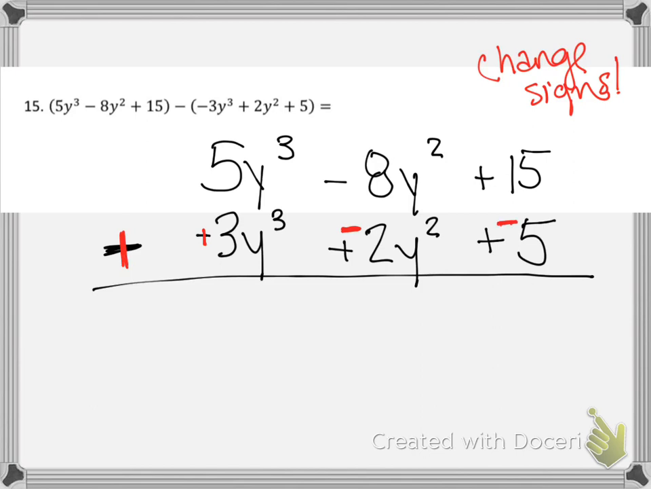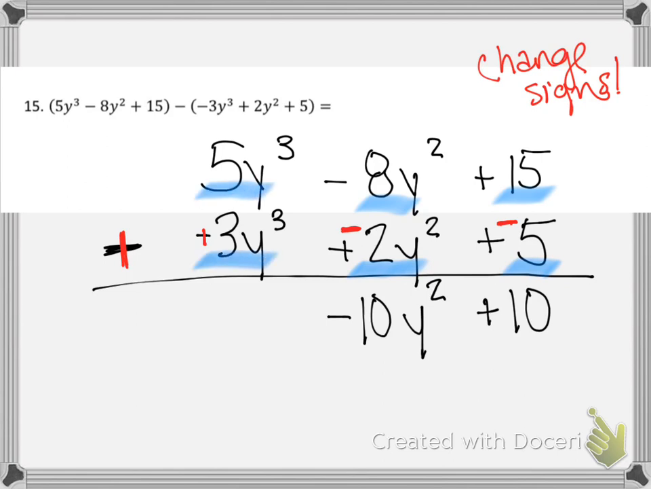So then if I were to look at this first column, 15 plus negative 5, or in other words, 15 minus 5, gives me a positive 10. And my next row, negative 8y squared plus negative 2y squared. If they're the same sign, they're going to stay the same, negative 10y squared. And my third column, the very front, 5y to the third plus 3y to the third gives me a total of positive 8y to the third as my final answer.